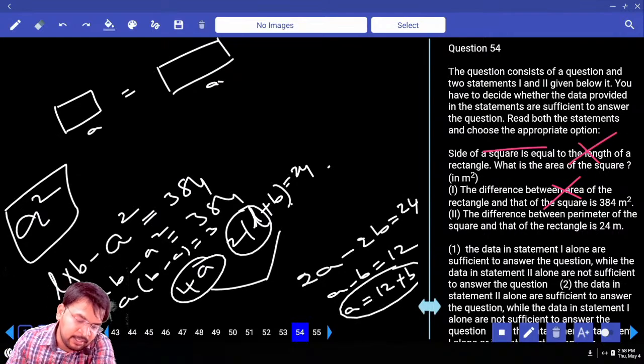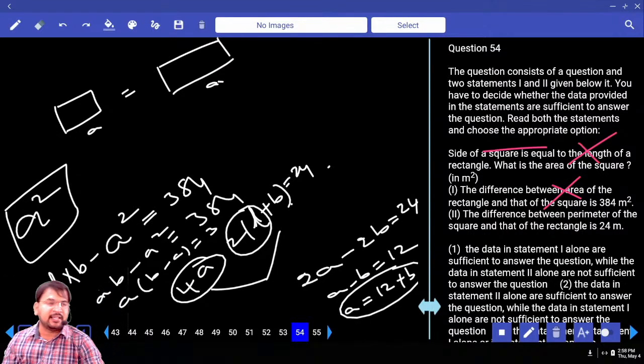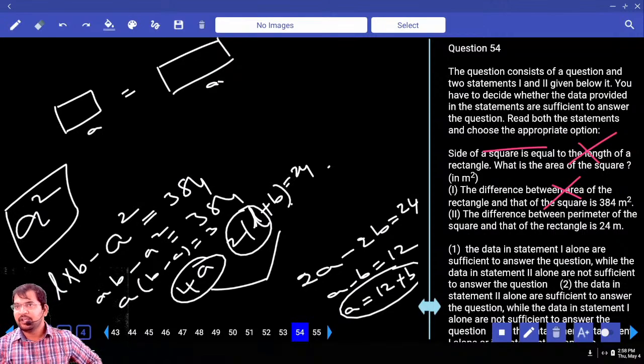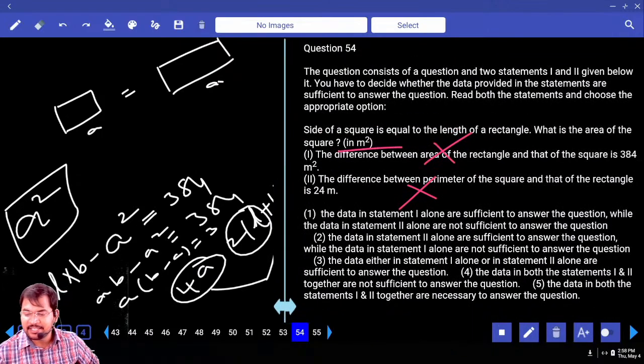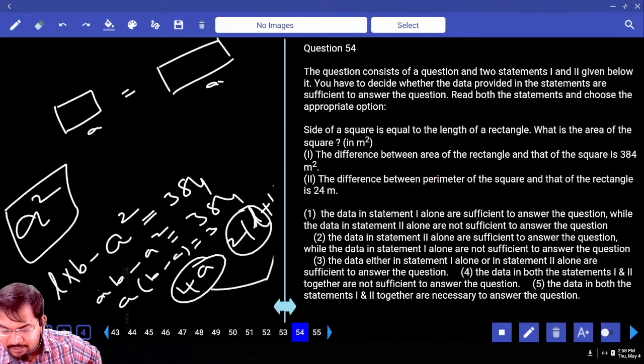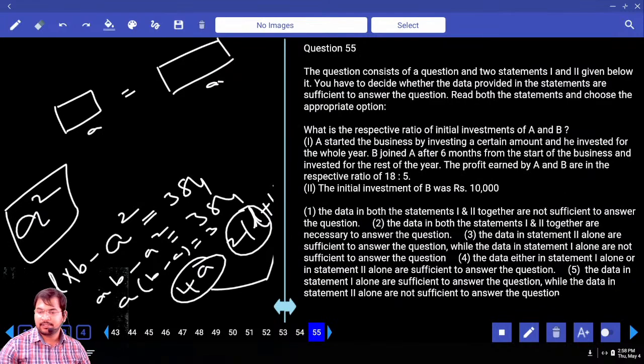All of it clear? Now substitute this value here, then you will get A. In place of B, if you substitute A, or in place of A, if you substitute B, you will get two equations and two variables. Is the answer possible? Yes. So your answer is what? Both are required, fifth option. Both are required, necessary. Both answers are required. See the next question, Anna.